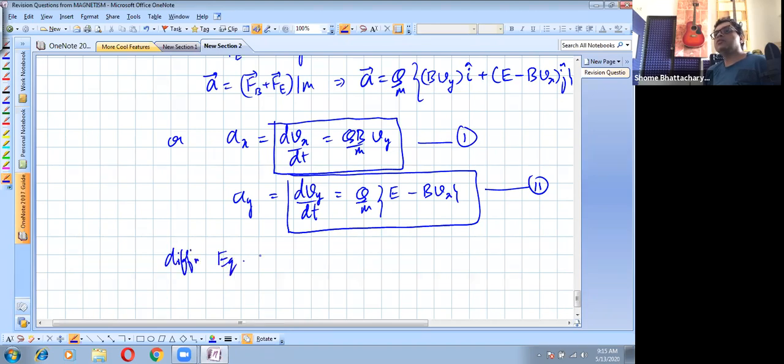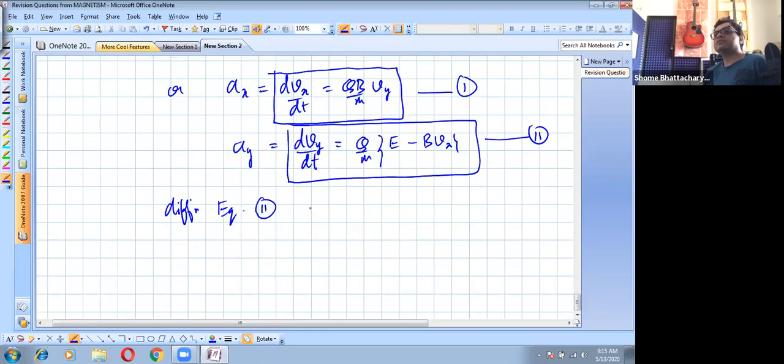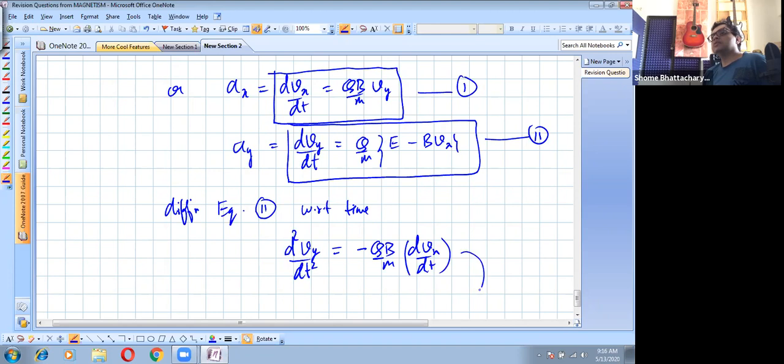Okay. So what we do now is differentiate equation 2. Okay. So on differentiating with respect to time, we'll get second derivative of Vy. And why we're doing it for the second equation is because it has a constant term. So we'll get rid of it. It will be more convenient. So it is minus QB by M into dVx by dt. Okay. And now substitute from equation 1.